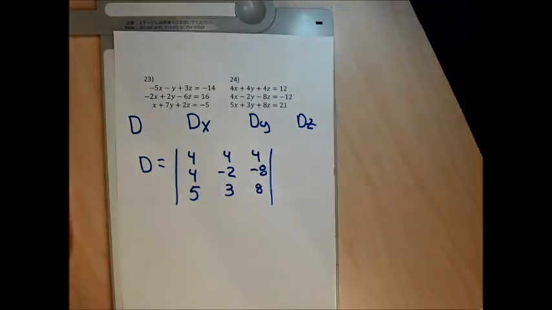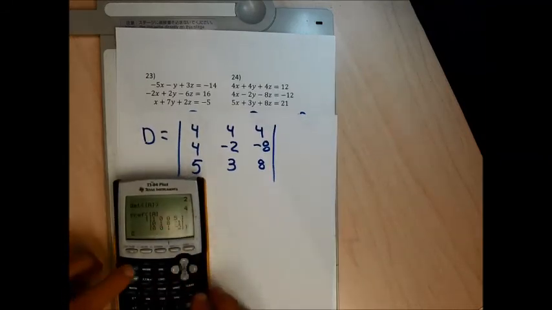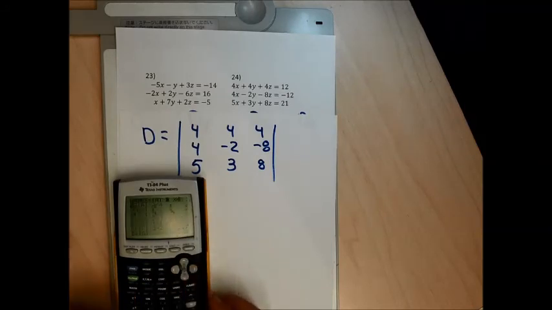On the test, 3 by 3 determinants. If there's one, do it on your calculator. So this is going to be my D number. So I'm going to enter this second matrix, edit. This is now a 3 by 3 matrix. Make sure you enter it right, because if you enter it wrong, nothing good can happen.